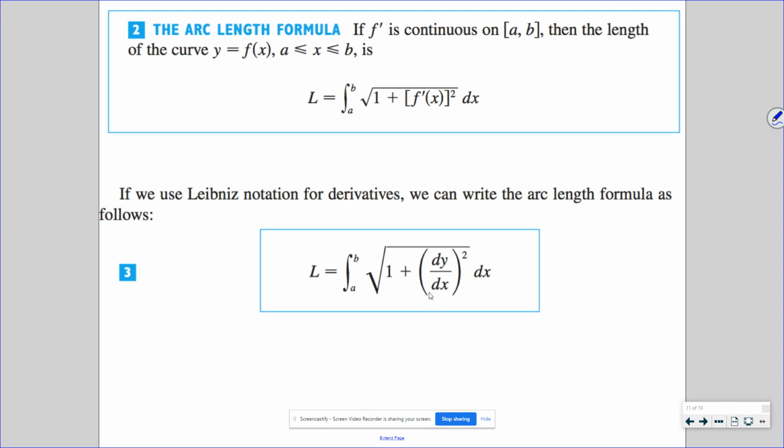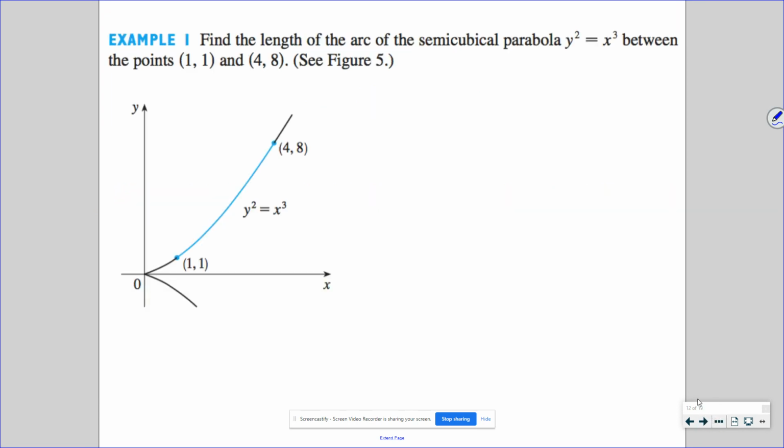Another way that you could write it, if you wanted to use a different notation for f prime of x, is you could call it dy/dx. So really, we're just following a formula for a function. It's not really that difficult. So yay, let's take a look and see what an example might look like.